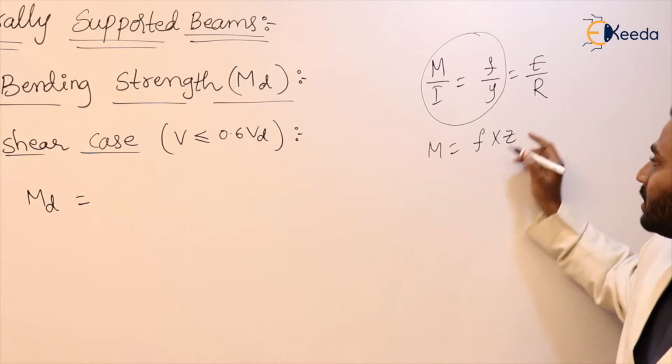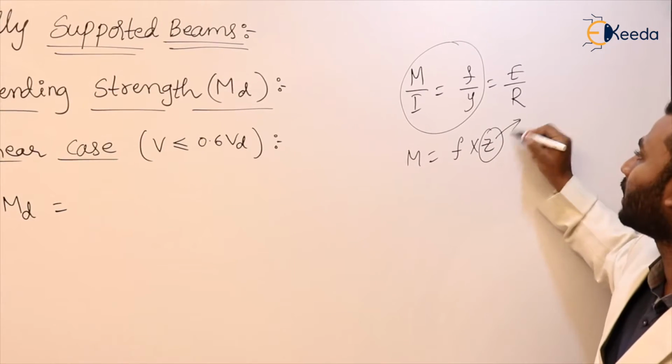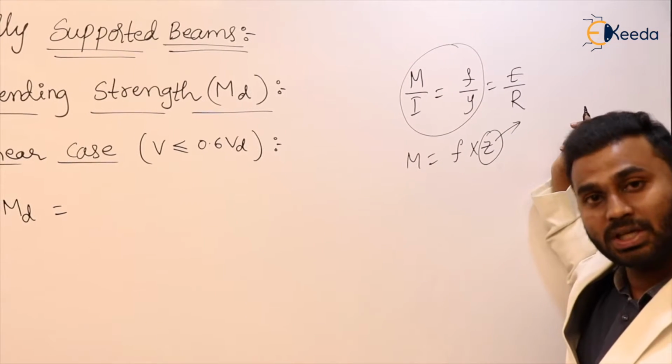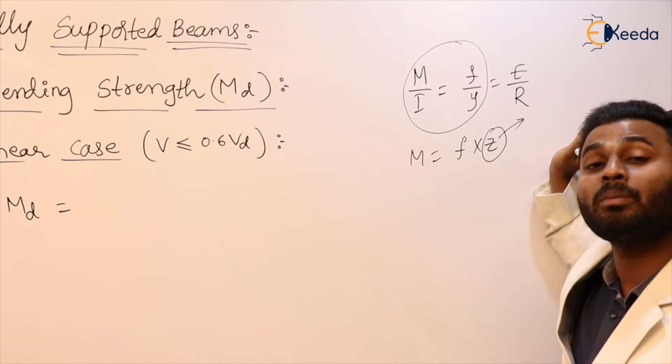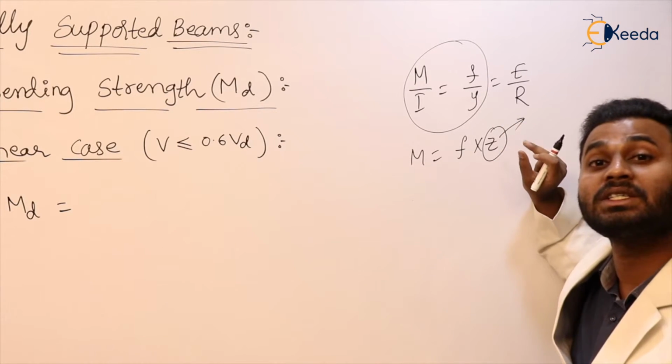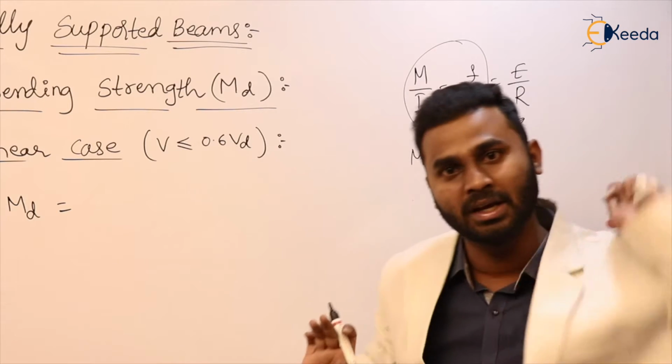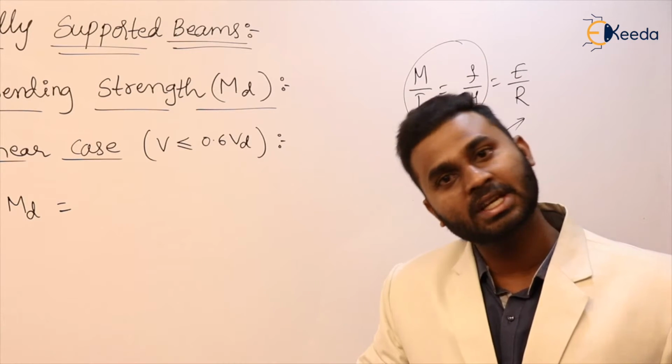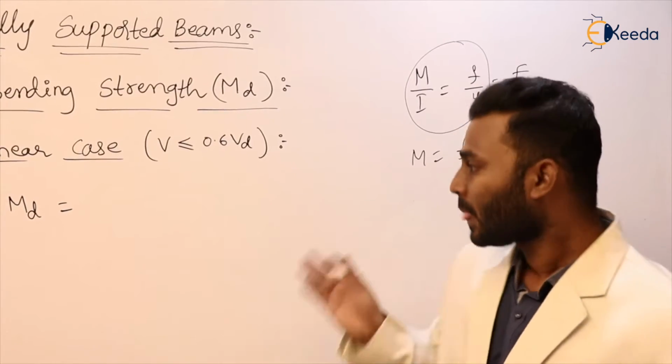Clear? So based on this Z only, we are going to decide whether that beam, whether that cross section is effective in resisting the bending or not. Based on this Z only, we came to know that I section is the most efficient section in bending. Yes or no? Tell me. So that we have discussed in strength of materials, the same concept.